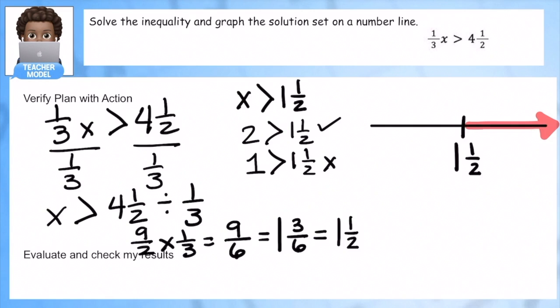Can it be equal to 1.5? No. If it was equal, my symbol would look like this. It would have that equal sign at the bottom. So it would be like that. And I don't want that number. So I'm going to leave an open circle. And I want every number as long as it's greater than 1.5.